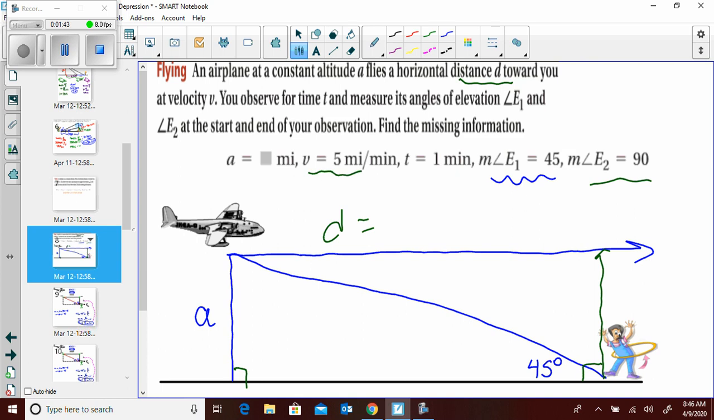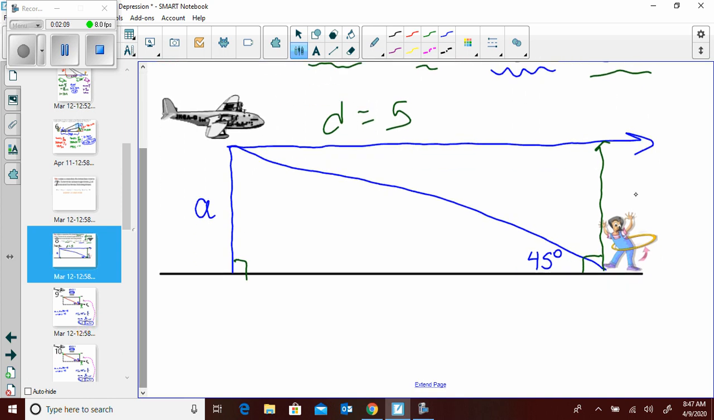It gives us the velocity and the time. Do you remember from your science class? Distance is velocity times time. So if I travel for 5 miles per minute for 1 minute, that's 5 miles. That's pretty easy. The problems later on will probably be a little bit more in depth. So D is 5 times 1. D is 5 miles. So I now have completed my right triangle, because that's also A.